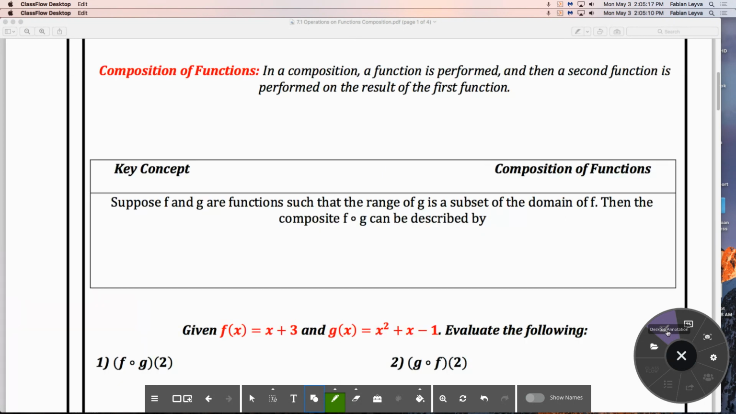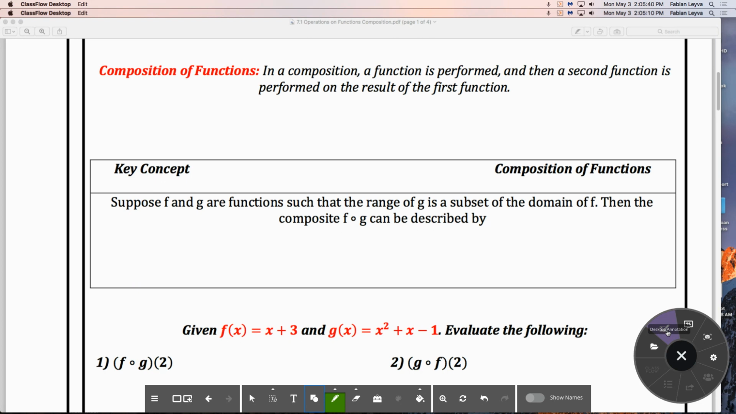So today we're going to start something that's called composition of functions. In a composition, a function is performed and then a second function is performed on the result of the first function. Now that is a pretty mathematical thing to think of. What we're literally doing is taking an input, plugging it into an equation, getting an answer out, and plugging that answer into another one. We're using an answer to plug into another equation to get our final answer.